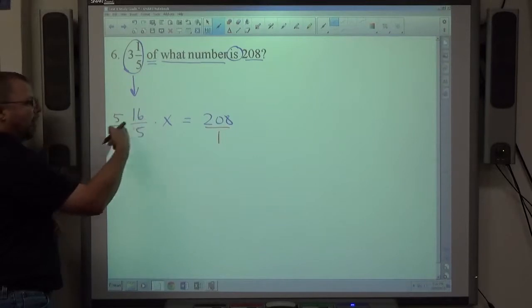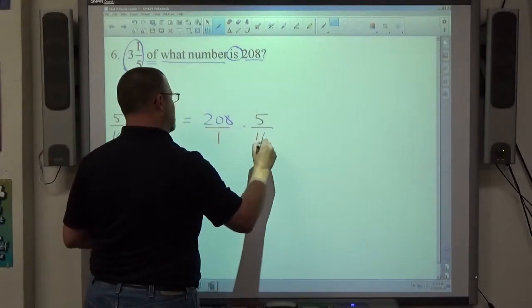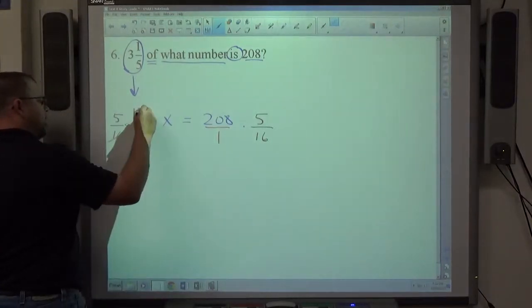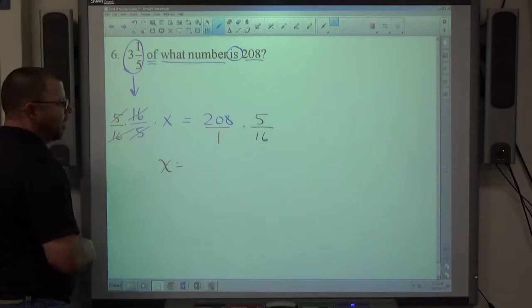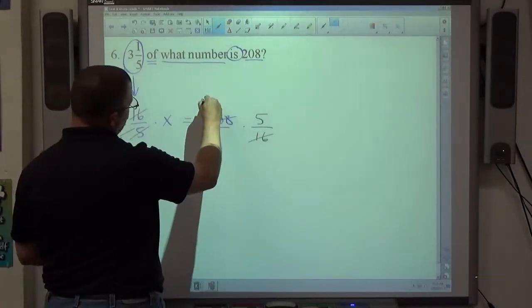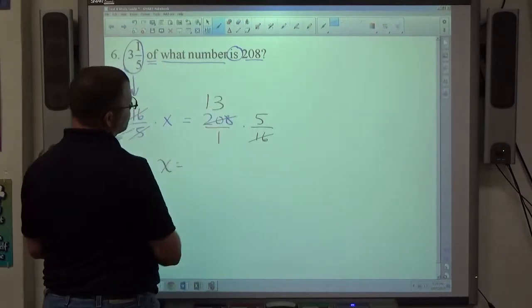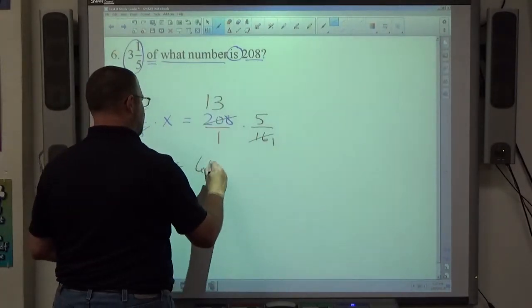If I want to multiply the left-hand side of the equation by 5/16, I'm required to multiply the right-hand side of the equation times 5/16. 16 divided by 16 is 1, 5 divided by 5 is 1, so I get 1x. 208 divided by 16 is, let's see, that's 13. And that reduces to 1, so 13 times 5 is 65.